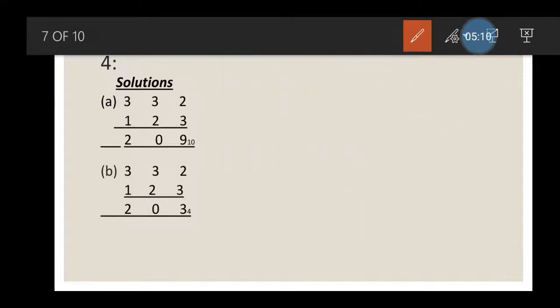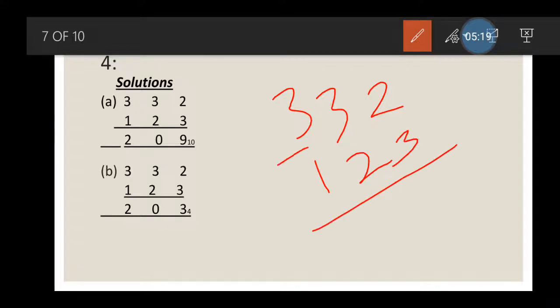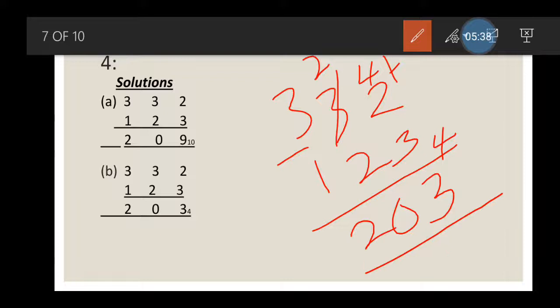So we go to the next one. 332 minus 123 in base 4. Can 2 minus 3? No, you take from here. Whatever you're taking from here is 4. Here is 2. 4 plus 2 is 6. 6 minus 3 is 3, which is less than 4. 2 minus 2 is 0. Then 3 minus 1 is 2, which is less than 4. So that's what gave us 203 base 4.